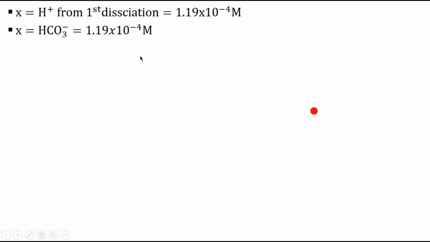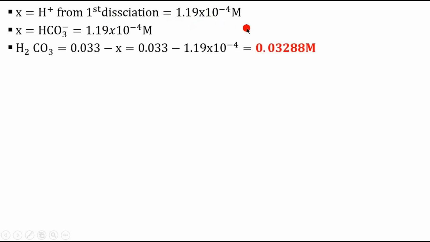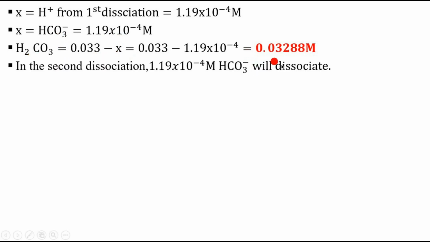So H plus from the first dissociation is equal to X, which is equal to 1.19 times 10 power negative 4. Then X is also equal to the bicarbonate. This is only the bicarbonate from the first dissociation, because if it does the second dissociation, this concentration will change. The carbonic acid, which is the undissociated one, will not change. The only value which will not change in the second dissociation is this one.